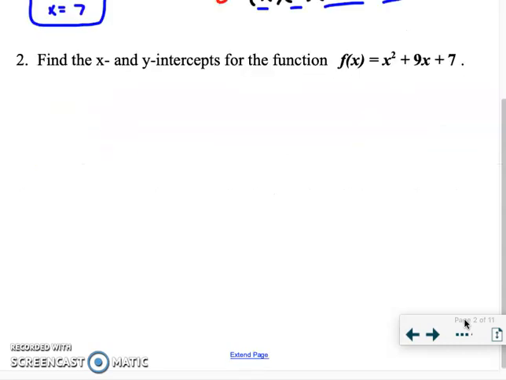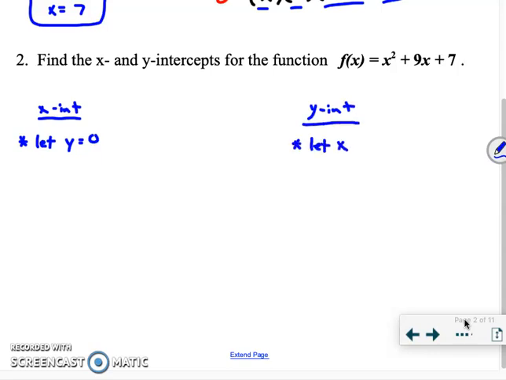Second problem we want to take a look at, it says that we're supposed to find the x and y intercepts for the function f of x equals x squared plus 9x plus 7. So in general terms, if you wanted to find the x-intercepts, what we're going to do is let the y, or the f of x value, equal 0, and then solve for x. If you're trying to find the y-intercept, exact opposite. Now you're going to let the x value equal 0.